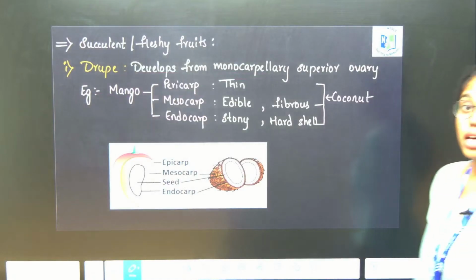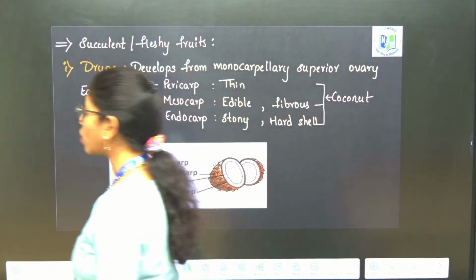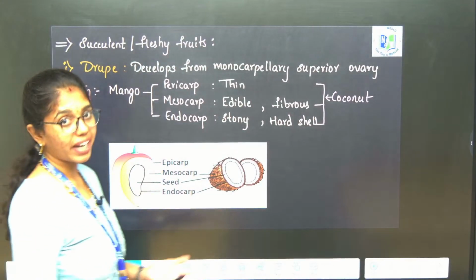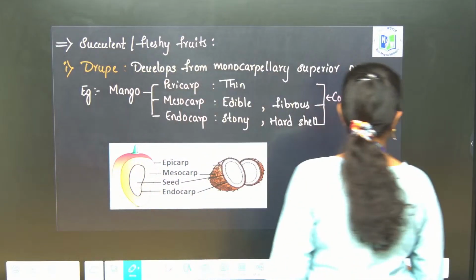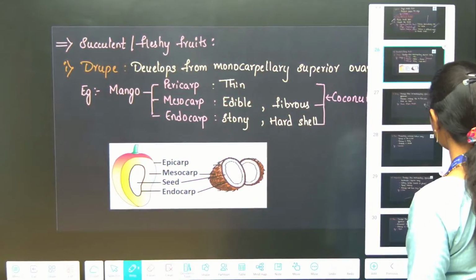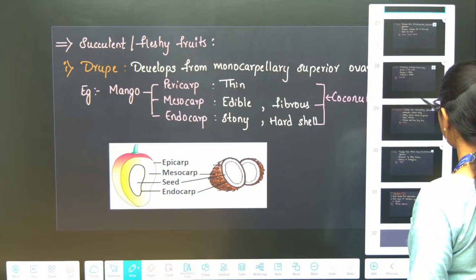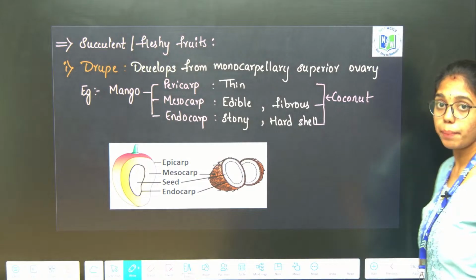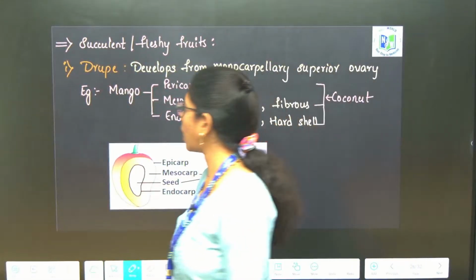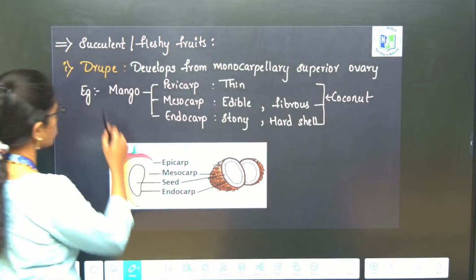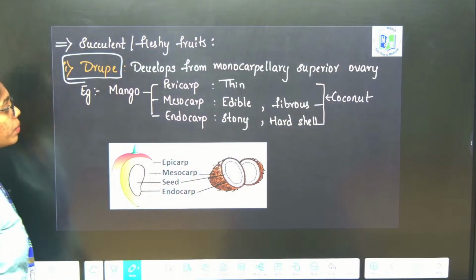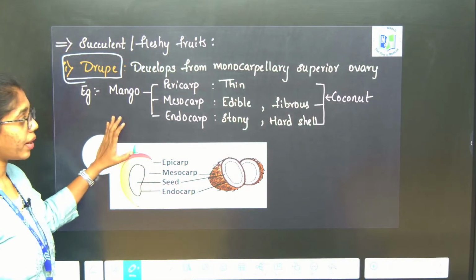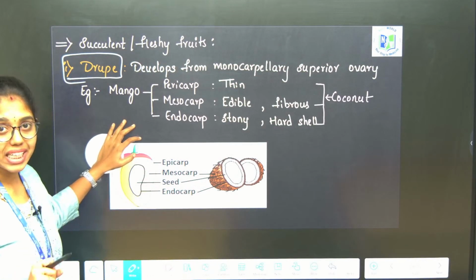Next is what? Succulent or fleshy fruits. We have 5 different types: drupe, berry, pepo, pome and hesperidium. First you see drupe type. This develops from what? For every type of fruit you have to remember from what type of ovary it is developing.